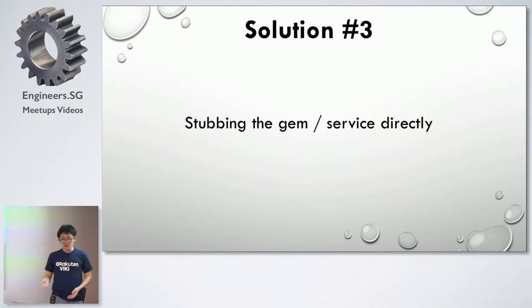Okay, since there are problems that were identified with this other solution, I was now thinking again, is there any other way that I can do this? How about stubbing the gem and service directly? Meaning, how about stubbing those methods? If you have used something like the RSpec gem before, you could write unit tests and stub those methods.